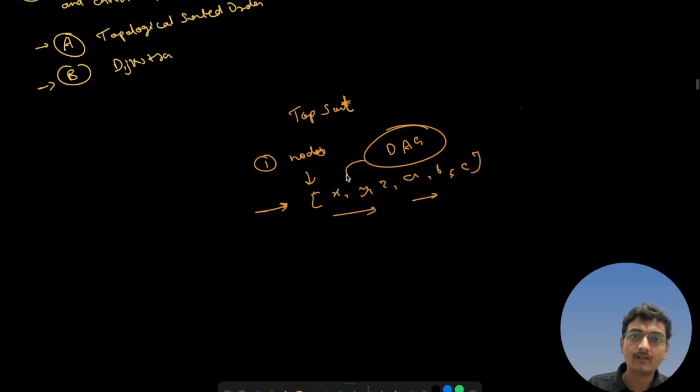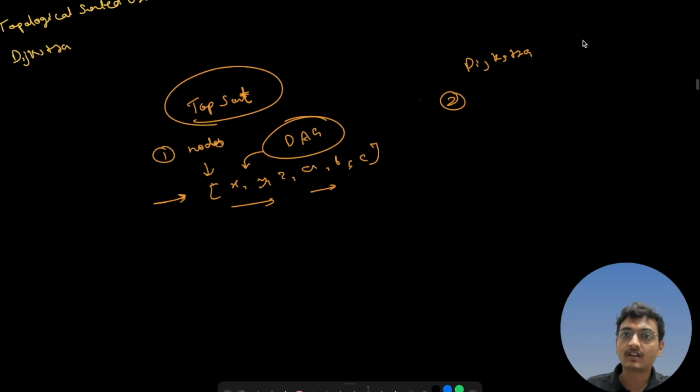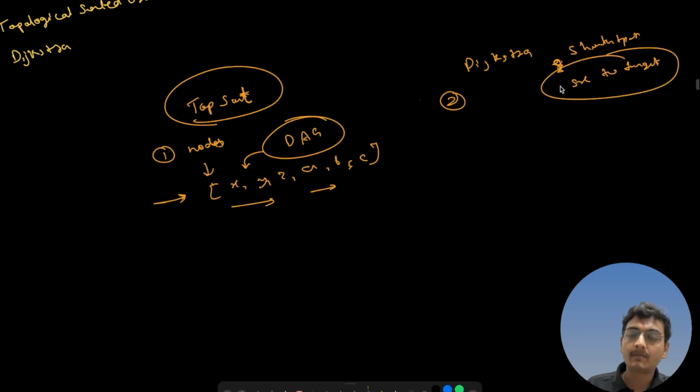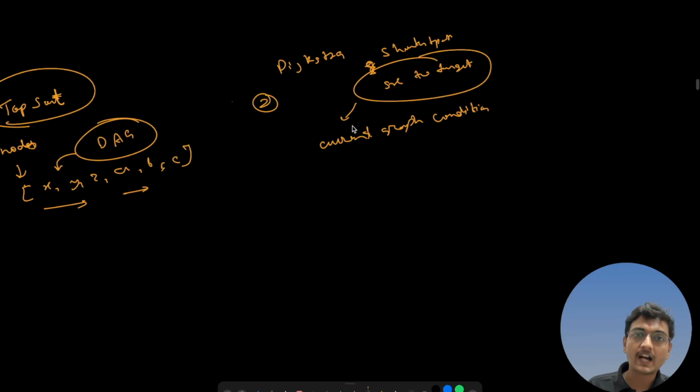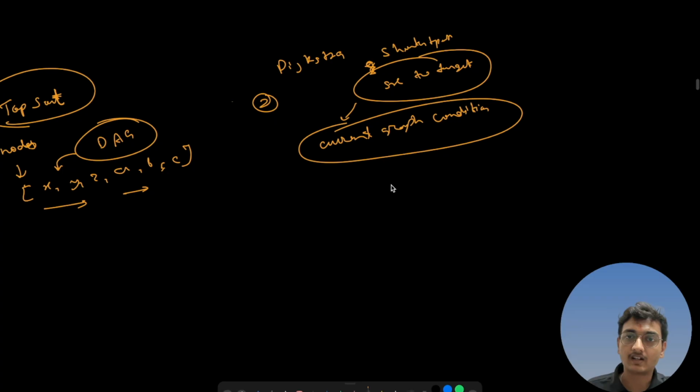So in a directed acyclic graph, I can easily traverse through this topologically sorted order. The second thing is Dijkstra's algorithm. What Dijkstra does is it tries to get the shortest path from source to target, and that will depend on the current graph condition. If I use Dijkstra's algorithm now, my graph condition will change dynamically every time.